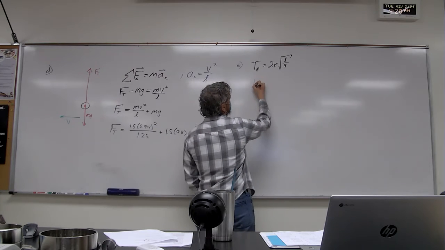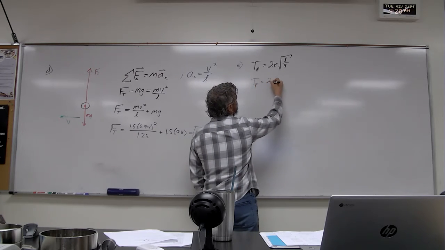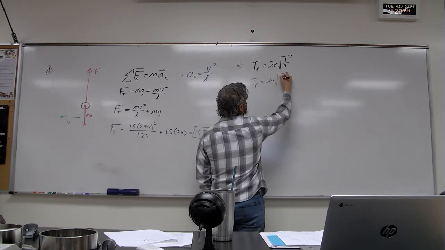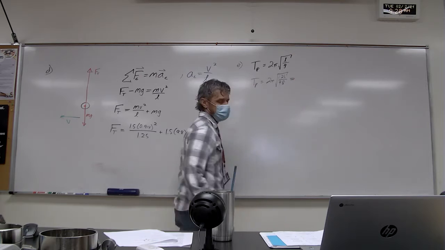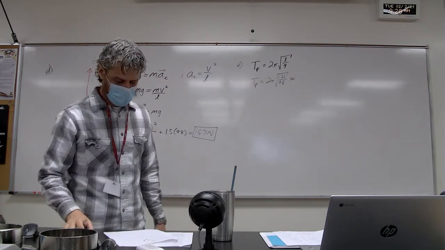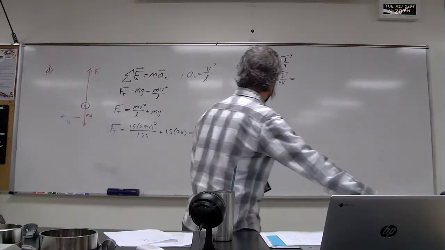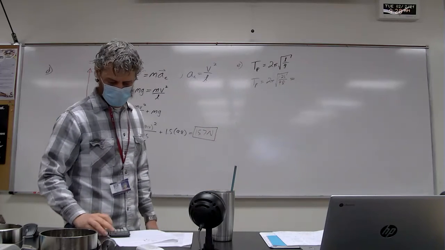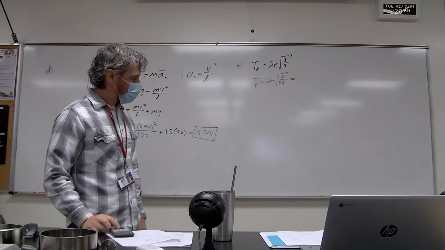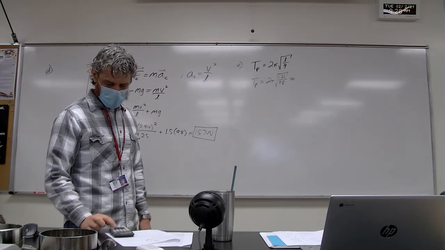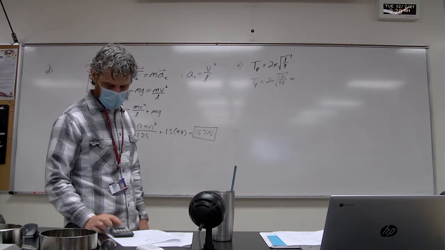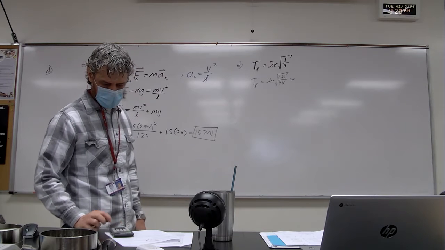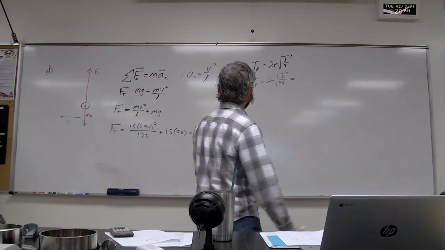All right, so the rest of this I just plug in. 2 pi square root of our length, 1.25, over g, 9.8. So real easy. The simple harmonic motion part of this problem is actually pretty easy. 1.25 divided by 9.8, square root, times 2 times pi. 2.24 seconds.